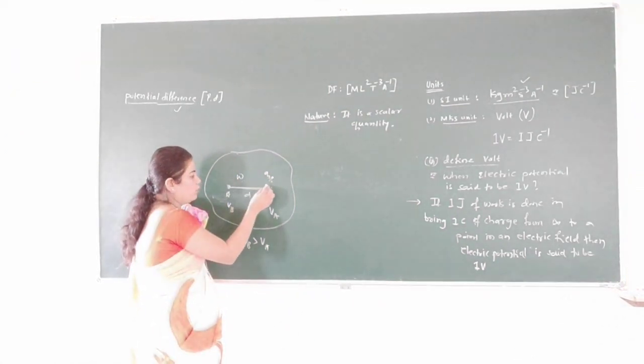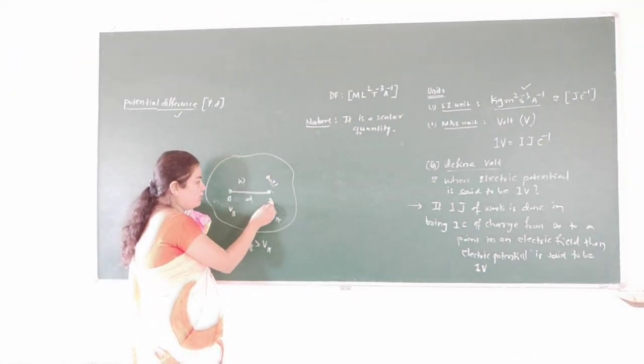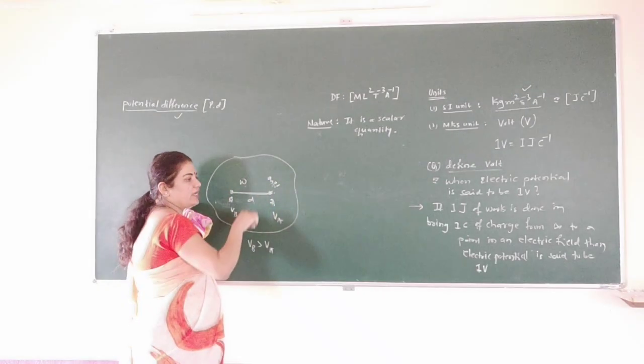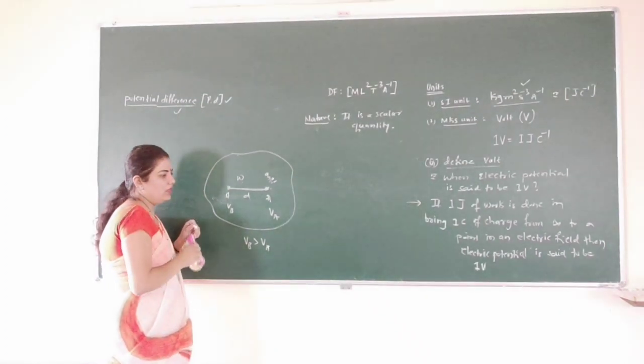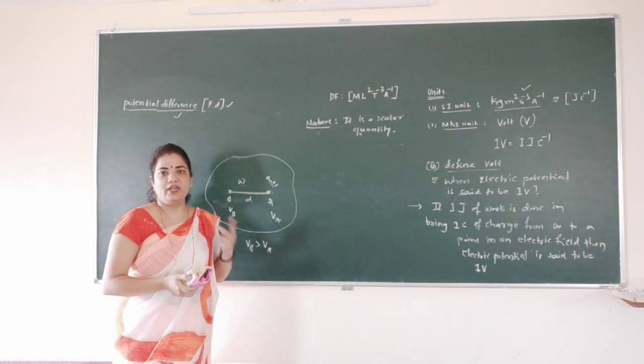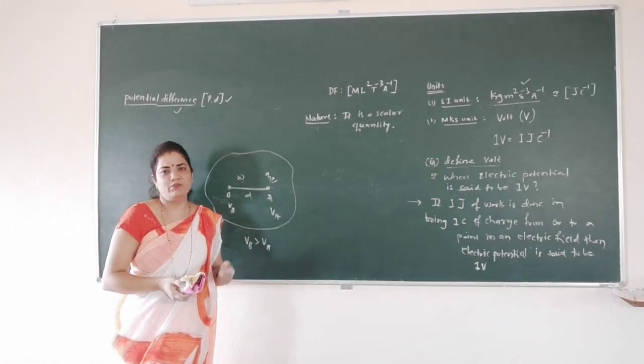The work done in moving test charge from one point to another point in an electric field is called as what? Potential difference. Or the difference in potential between any 2 points in an electric field is called as potential difference.